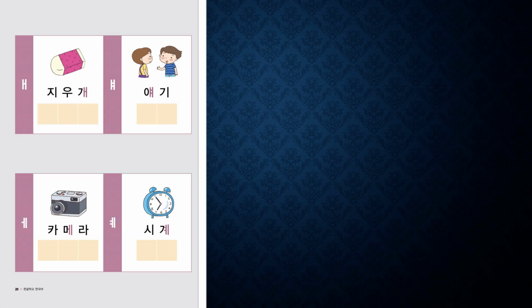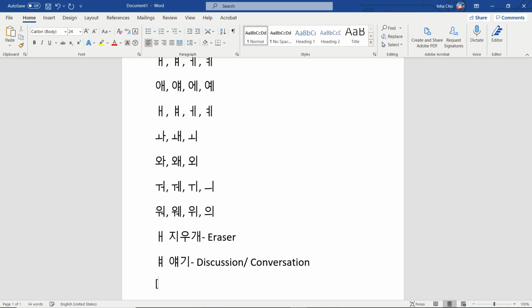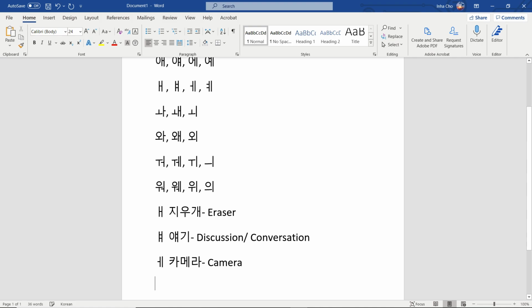The next one, we have again. We have ka. Then mium. Mium 장. 카메라. Camera is camera. And finally, we have ye. 시계. 시 기억. 기억 자음. And then ye. 시계. 시계 is, of course, clock.